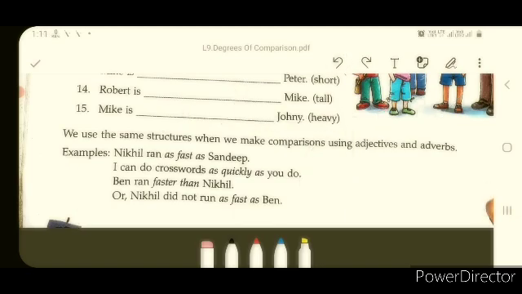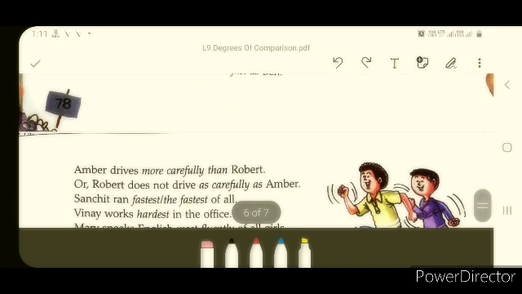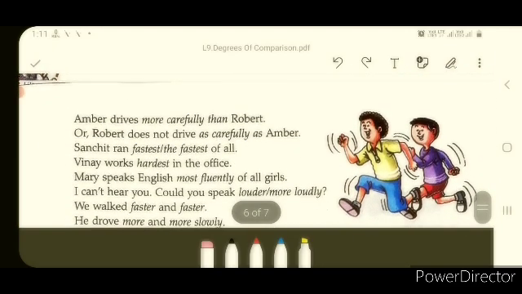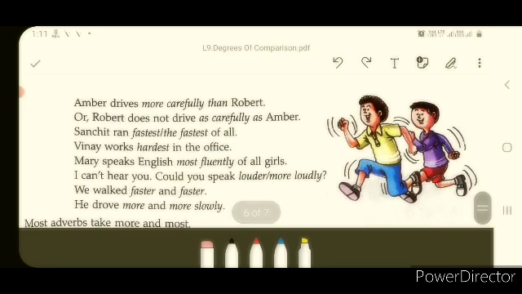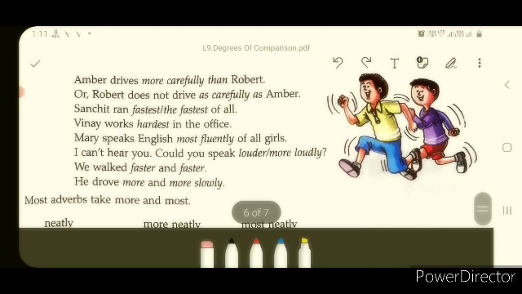we use the same structure when we make comparison using adjectives and adverb. Example: Nikhil ran as fast as Sandeep. Right? I can do crosswords as quickly as you do. Ben ran faster than Nikhil, or Nikhil did not run as fast as Ben. Alright. Amber drives more carefully than Robert, or Robert does not drive as carefully as Amber.